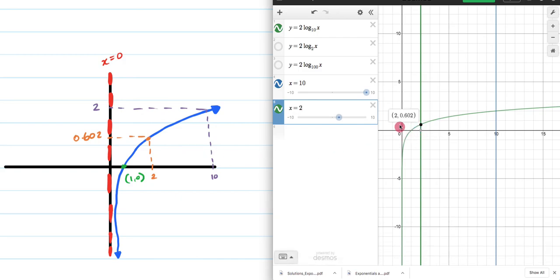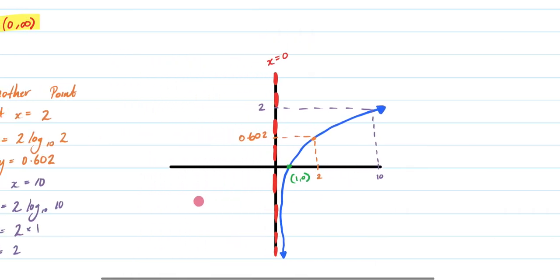This is 0.602. So maybe the back of the book is onto something in terms of the size of your graph and making the scale somewhat realistic. This is not a realistic scale at all. This is the difference between 1 to 2, and this is the difference between 2 to 10. It's just not realistic. But hopefully that shows you what's going on.